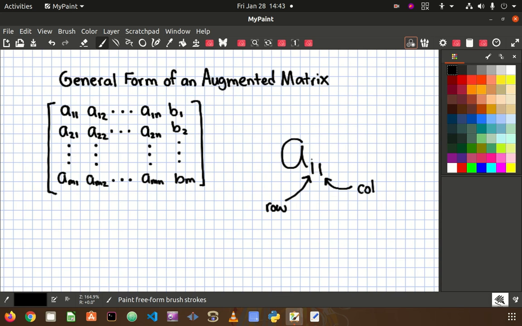So this is the first row, first column. So this coefficient is times x1. Now this matrix here has n plus 1 columns, and it has m rows. And so that's the general form of an augmented matrix.